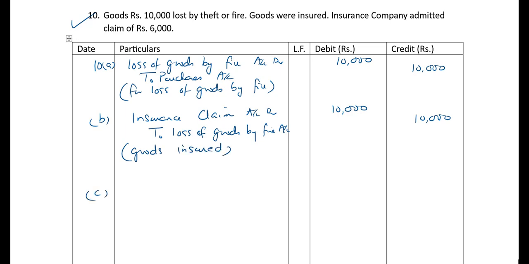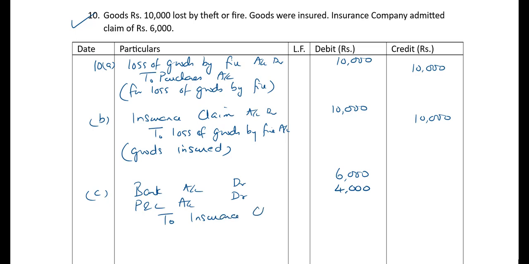And when we receive the claim, the insurance company has admitted a claim of 6,000 rupees. So bank account debit 6,000 rupees. The profit and loss account will be debited with the loss, which is 10,000 minus 6,000, 4,000, and to insurance claim 10,000 rupees for claim of rupees 6,000 admitted.